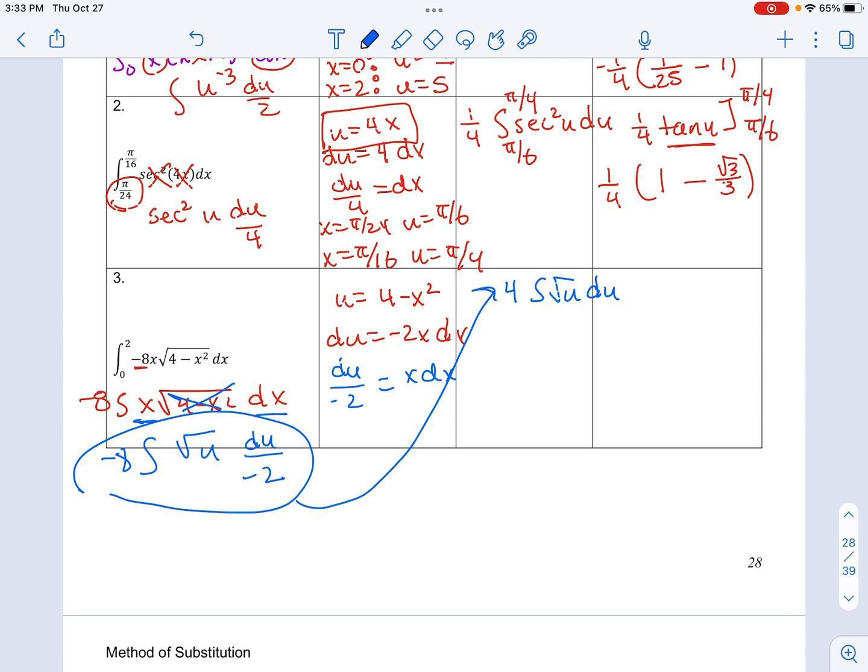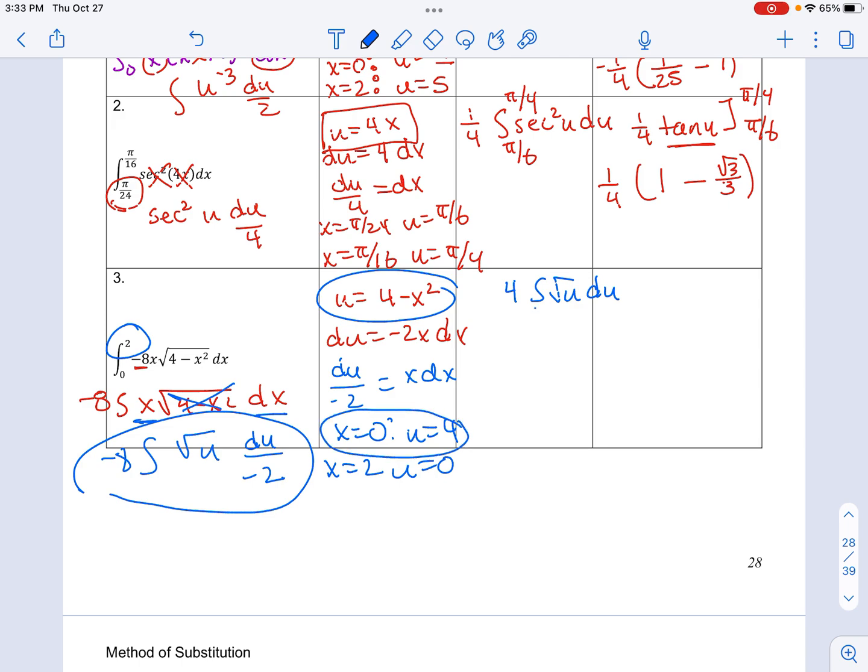Okay, let's go ahead and find our new bounds. The lower bound was x equals 0. Let me get rid of this. So when x is 0, what's u? 4 minus 0 is 4. When x is 2, your u ends up being 0. So notice this was the lower bound. So the 4 is here, the 0 is here.